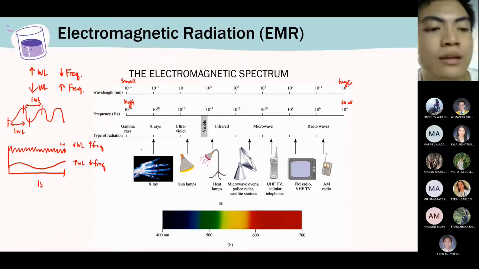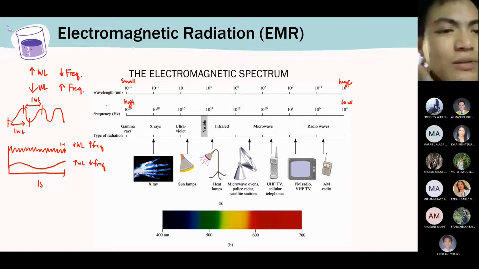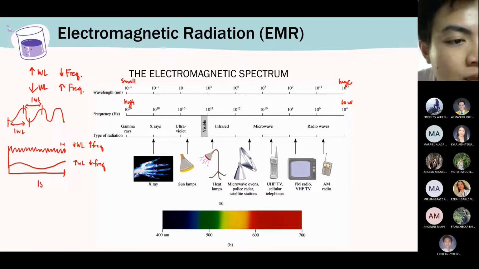Okay. So dito natin makita yung inverse relationship talaga nila ng dalawa, no? So the wavelength again is the distance between two consecutive peaks and troughs of the wave. When we say frequency, this is the number of oscillations per second of the energy. Okay?